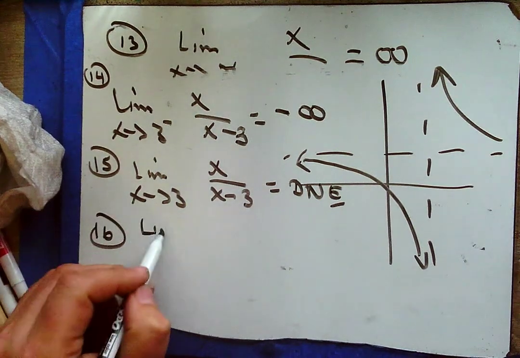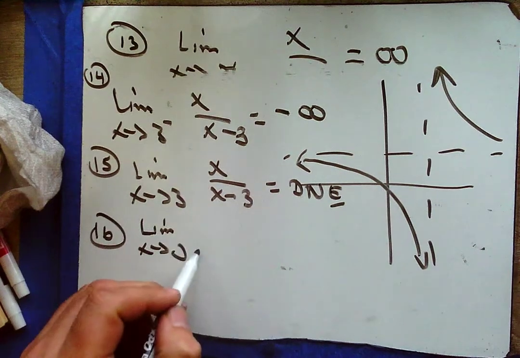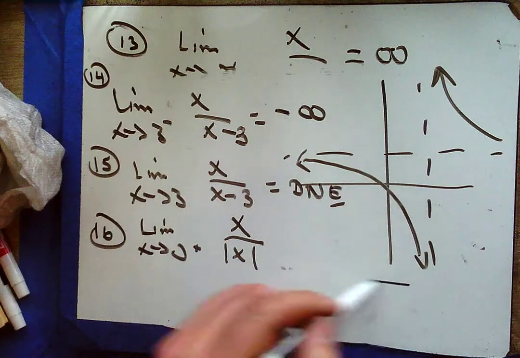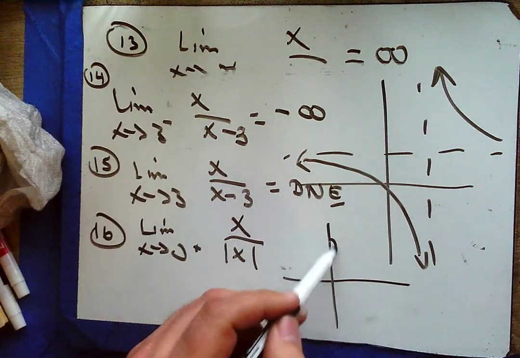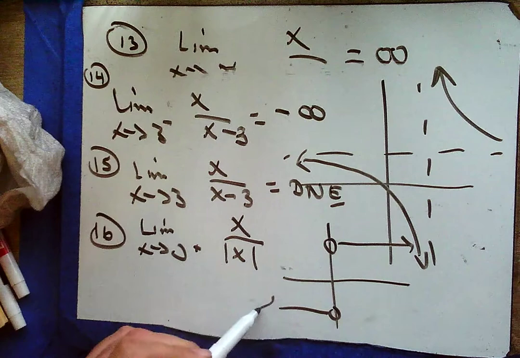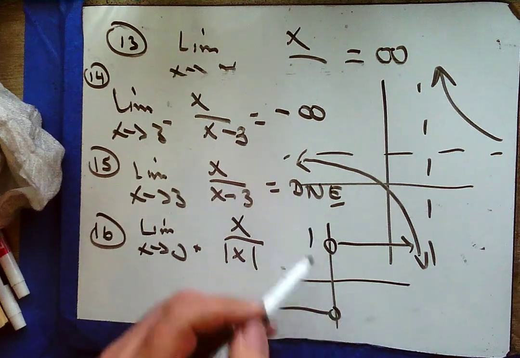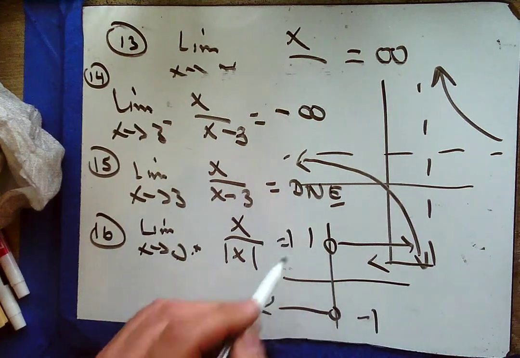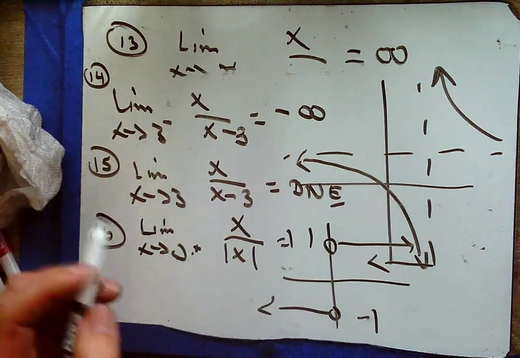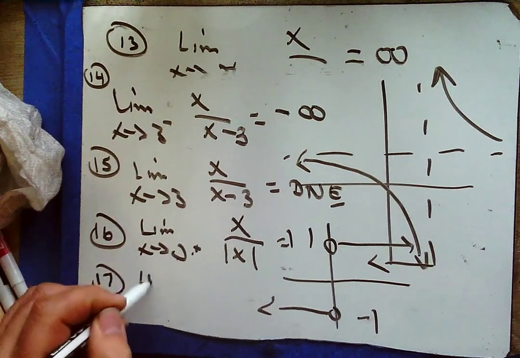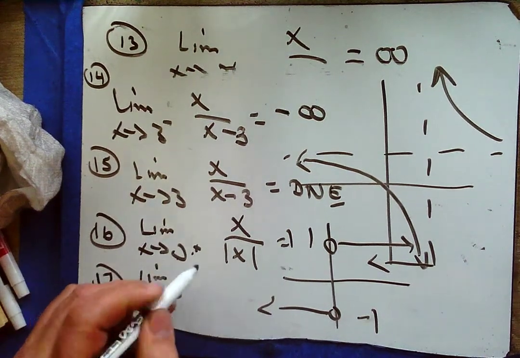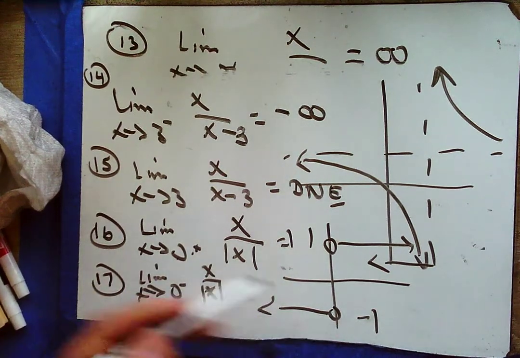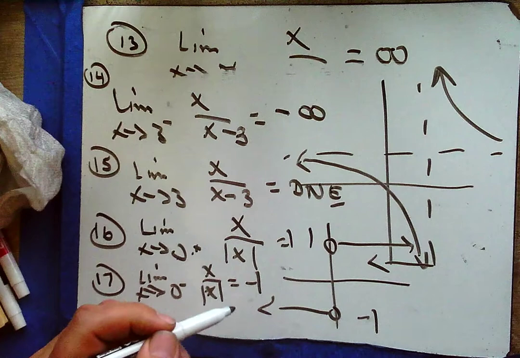says the limit as x approaches 0 from the positive side of x over absolute value of x. Well, we just graphed this. Come on, you know that it looks like this. So what's the limit of this function as x heads to 0 from the positive side? 1. Okay, 17. What happens when I approach 0 from the negative side? Well, as I approach from the negative side, I'm riding along negative 1.